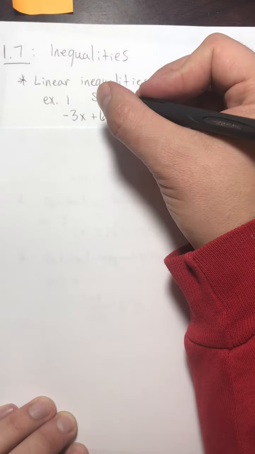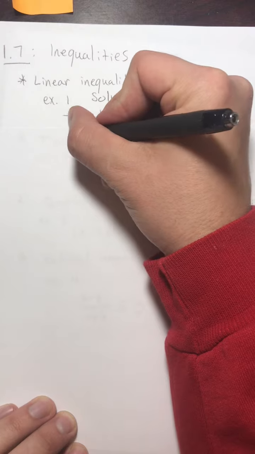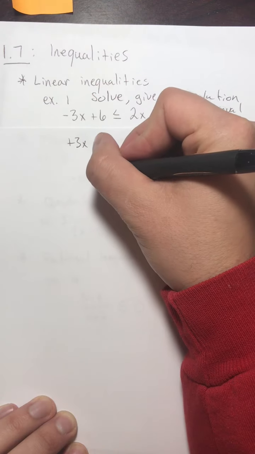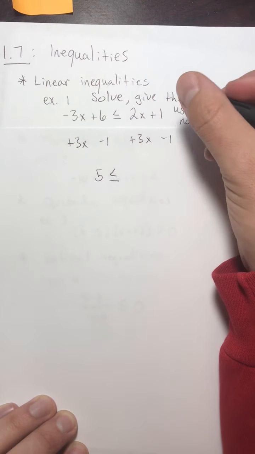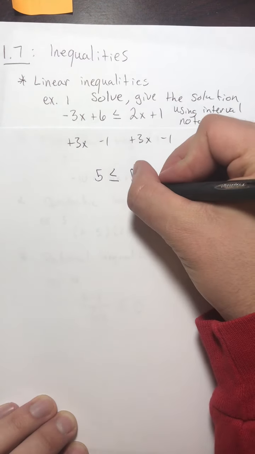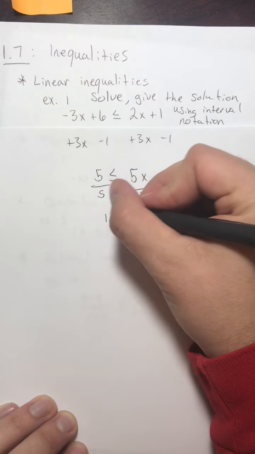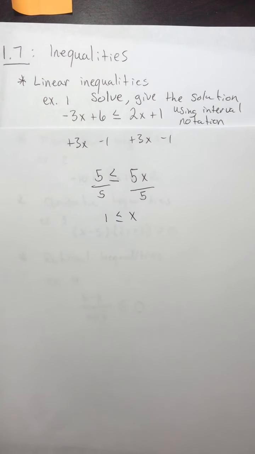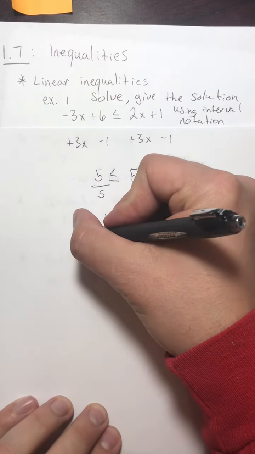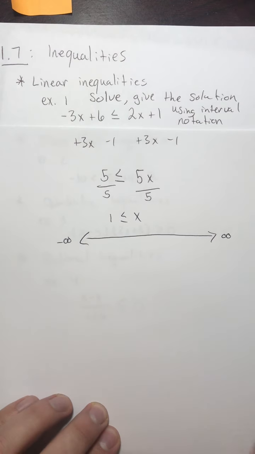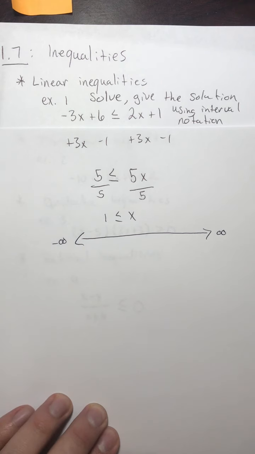So just like with an equation, let's isolate x. And this statement says 1 is less than or equal to x. Now, let's take a look at a number line first. I prefer shading a number line and then going to the interval notation.